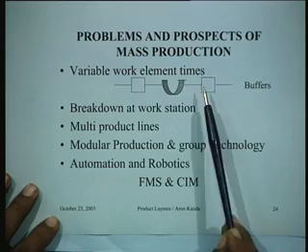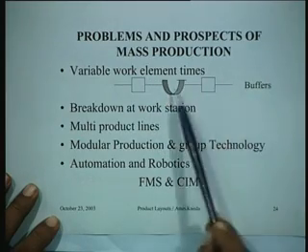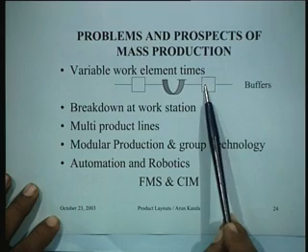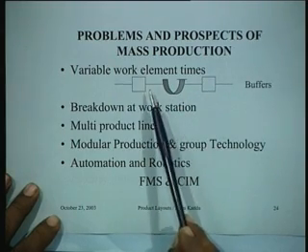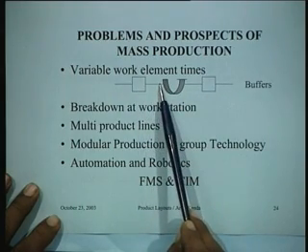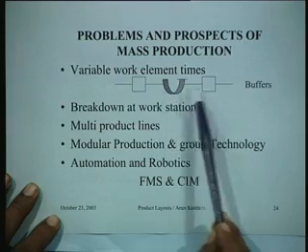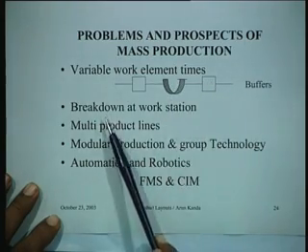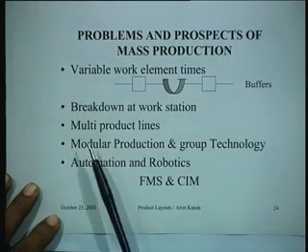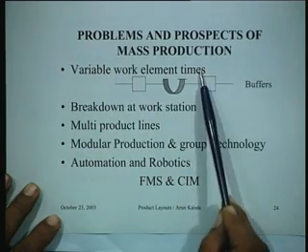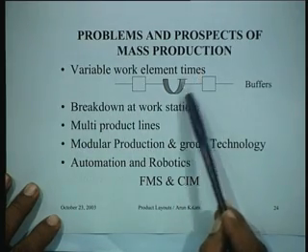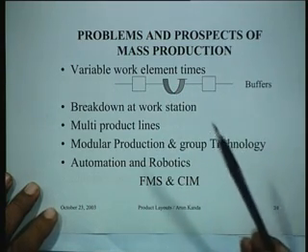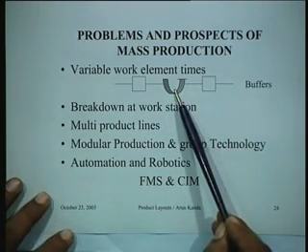In order to deal with this problem, sometimes buffers are provided in between the tasks. So even if this fellow is slow or this machine is slow, this particular person can keep on operating from these buffers. So this is the effect of the variable work element time, and in fact this problem of finding the optimum buffer is an optimization problem. It's a problem which can be determined.